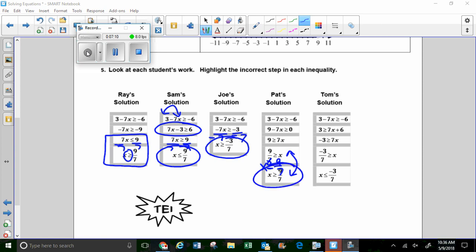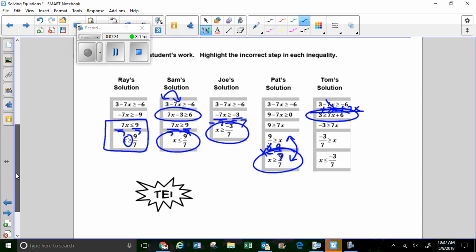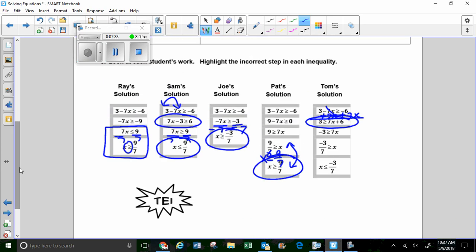And then Tom's happened in the first step. He moved the 7x to the other side, which, well, that step's not really helpful. You're allowed to do that. But in that step, he also made the negative 6 a positive, which is illegal in the math world, if you will. So there's your TEI. Go ahead and flip to the next page.